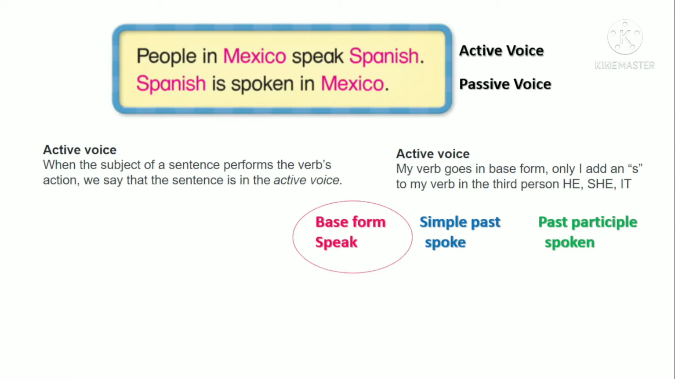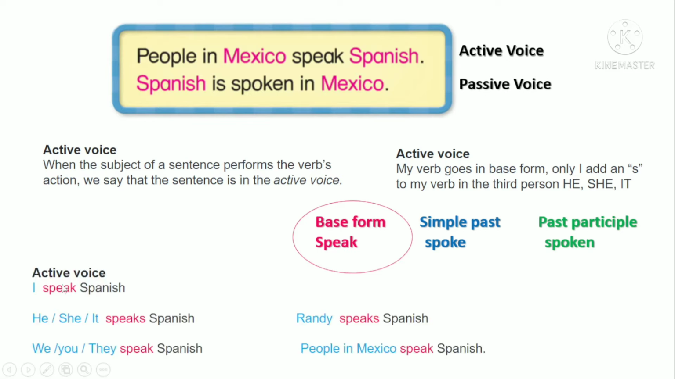So I'm going to use an active voice. I'm going to use the base form verb. Example, active voice is I speak Spanish. He, she, it speaks Spanish. Okay, because it's he, she, it. But if I have a subject that's Randy, Randy is he, so I have the S. Randy speaks Spanish. We, you, they speak Spanish. It doesn't have an S. And people in Mexico speak Spanish is my example because people it's they. So they doesn't have an S in active voice in simple present.